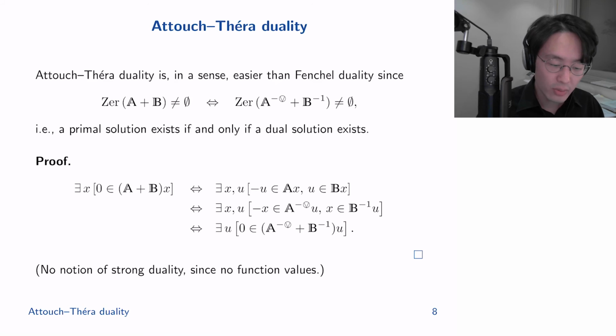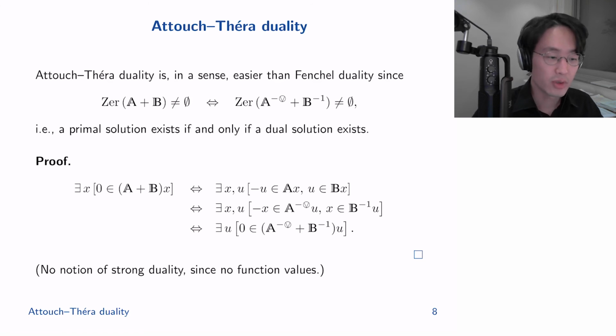And finally, since the output of A inverse is minus X and the output of B inverse is plus X, they add up to 0. So this is equivalent to saying that there exists a U such that 0 is an output of A inverse OV plus B inverse evaluated at U. So that completes the proof that a primal solution exists if and only if a dual solution exists.